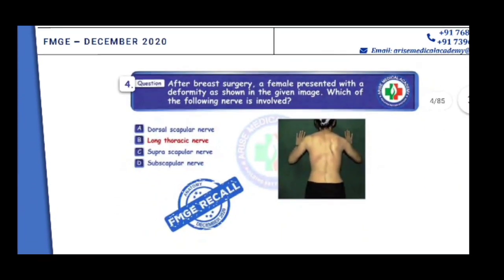Next one, after breast surgery, a female presented with a deformity as shown in the given image. Which of the following nerve is involved? So you can see this is the beginning of the scapula. So correct answer here is B, long thoracic nerve.